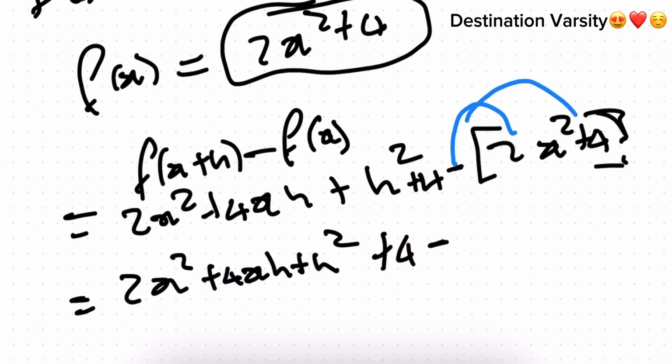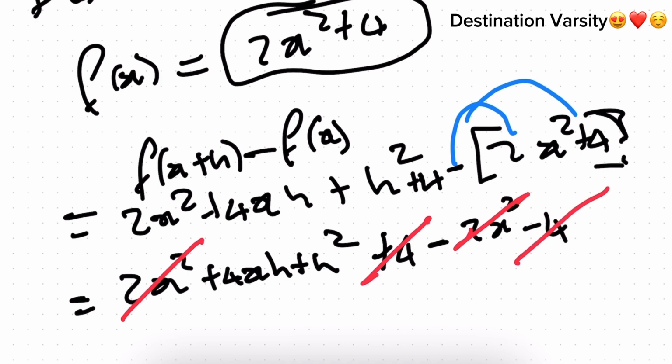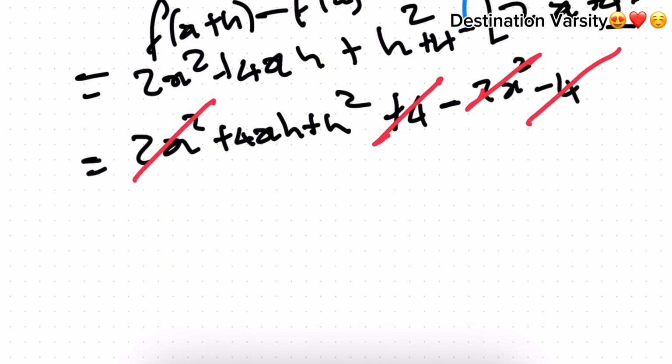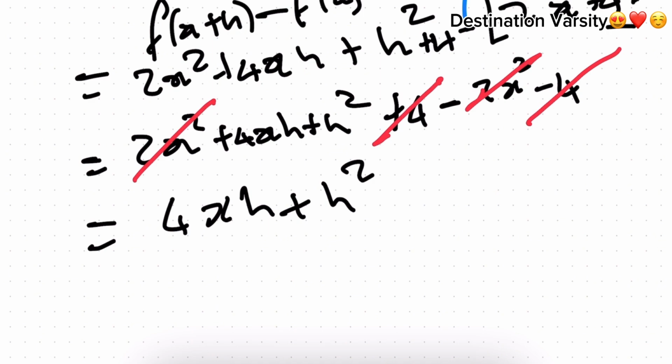So this multiplies there and it changes sign, right? So it'll be minus 2x squared minus 4. What are you noticing here? This guy and this guy will cancel. Now you're left with what? You'll be left with 4xh plus h squared. This is the only thing that you're left with, because everything else cancelled, right?